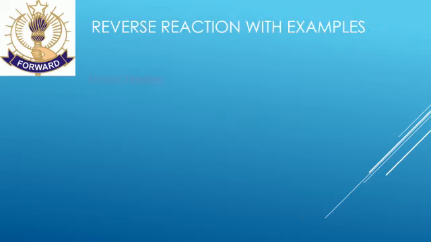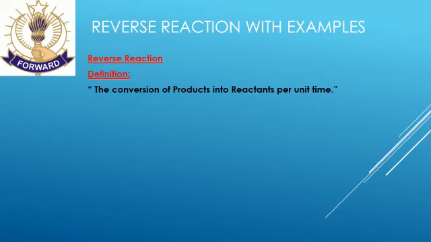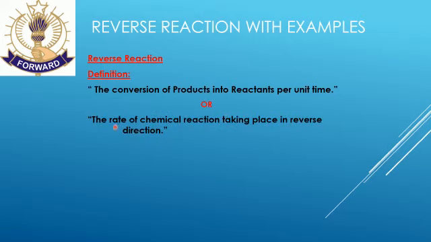Now we will discuss reverse reaction. By definition, reverse reaction is the conversion of products into reactants per unit time. It means that with the passage of time, when products are converted back into reactants, such type of conversion is called reverse reaction. We can define it as well that the rate of a chemical reaction which takes place in the reverse direction is called reverse reaction.